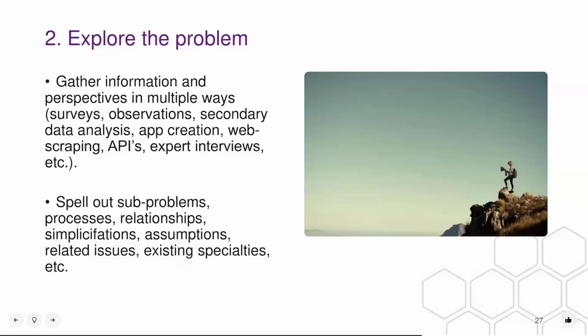So it's going to be about using different methods and tools to further enhance your understanding of the problem or the research topic. So you're going to want to spell out sub-problems, processes, relationships, simplifications, assumptions, related issues, etc. So after settling on your main research question, you're going to need to get more specific in order to make that question relevant and measurable.